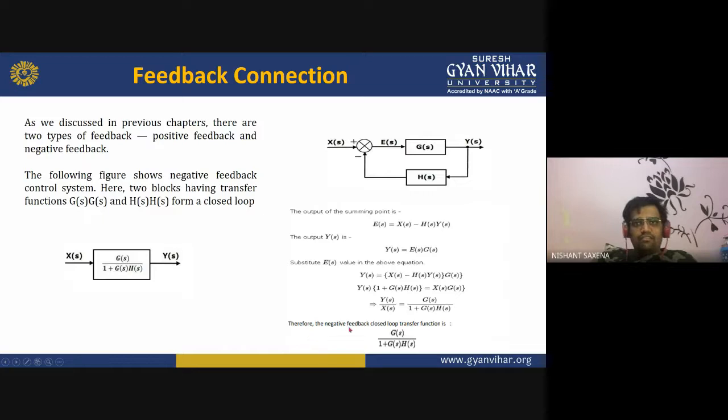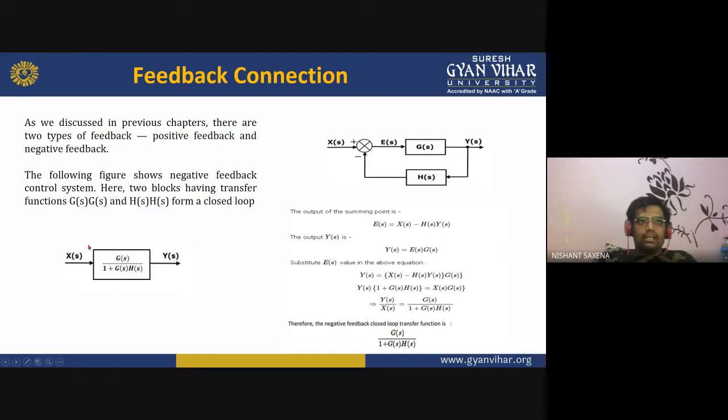Therefore, this negative feedback closed loop transfer function is equal to G(s) upon 1 plus G(s)H(s). This can be represented by this one block, that is Y(s) upon X(s) equal to G(s) upon 1 plus G(s) into H(s). It has to be noted that when we are getting a negative feedback over here, we are getting a positive sign over here. And when we are getting a positive polarity over here, we will be getting a negative sign over here. This has to be remembered.